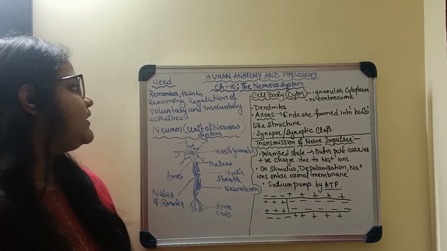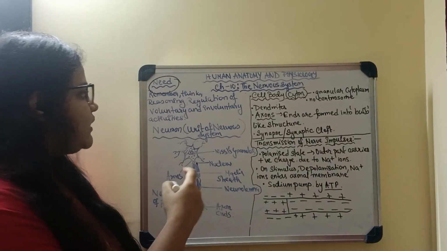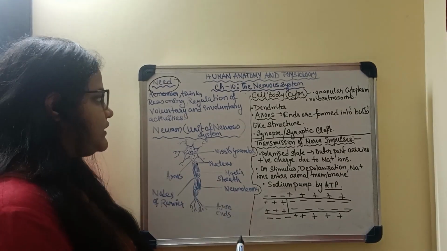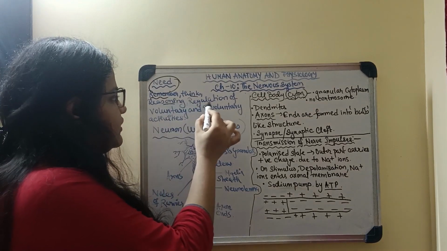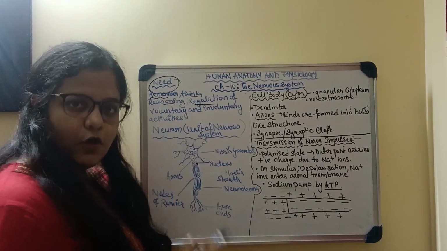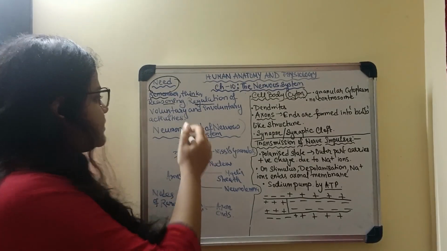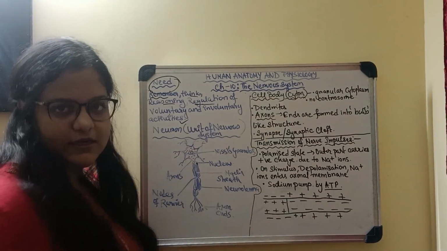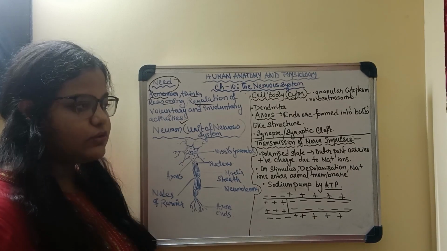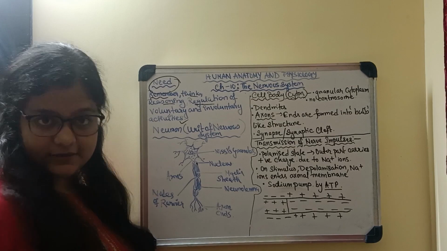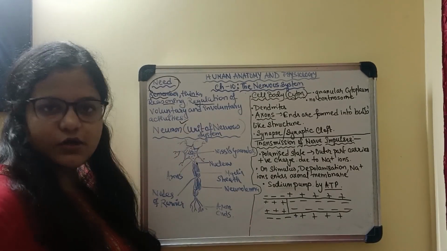Okay? So first, let us find out why we even need the nervous system, right? The nervous system is needed for remembering, for thinking, for reasoning, for regulation of the voluntary and involuntary movements of the body, right? If we did not have a brain, how would we think? And if we did not think, how would we eat or study? So without the nervous system, we basically cannot do anything.